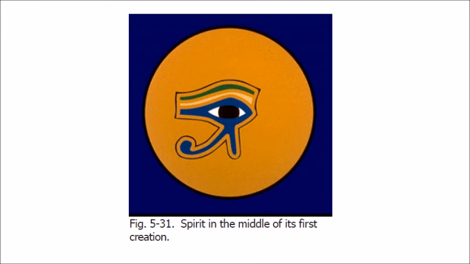Spirit can sit in the middle of its first creation for a long time, Fig 5-31, but eventually it'll make a decision to do something. To recreate this process, mystery school students were given instructions to reenact the same motions that spirit took. 2 simple instructions are all that's required to create and complete everything in the entire universe.